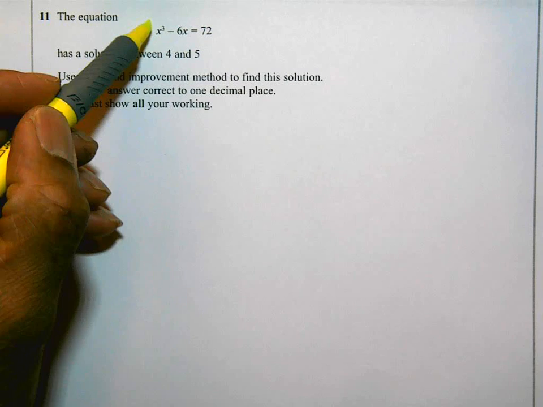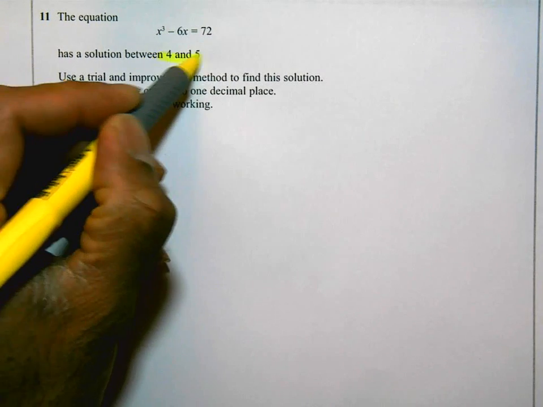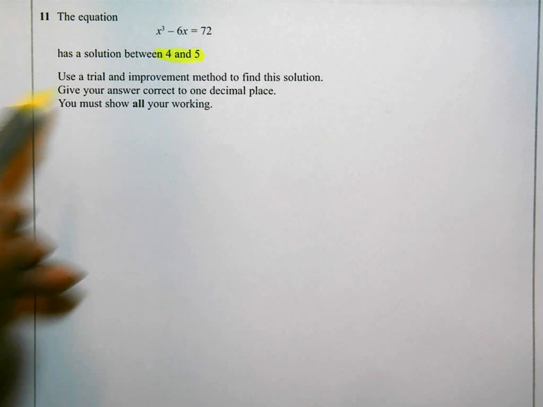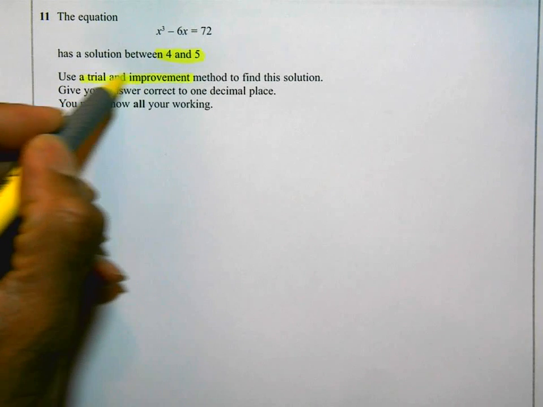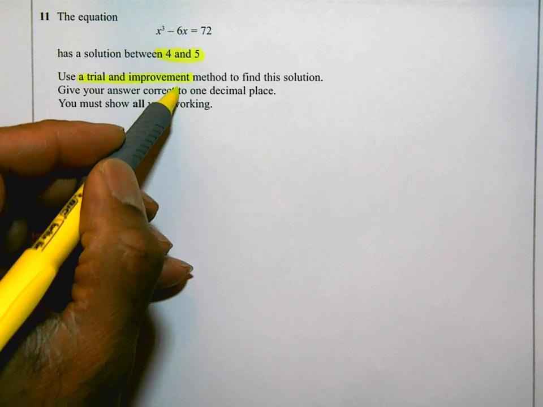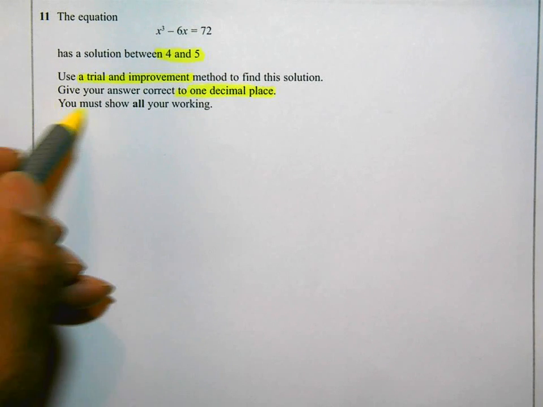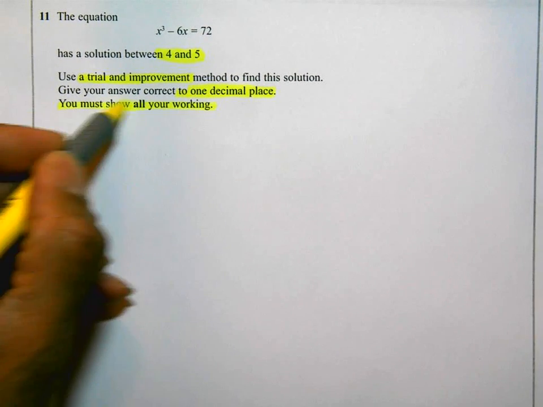The equation x cubed minus 6x is equal to 72. It has a solution between 4 and 5. Use trial and improvement. So they actually tell you to use a trial and improvement method to find this solution. Give your answer correct to 1 decimal place. Again, this is pretty standard with these questions. You must show all your workings.